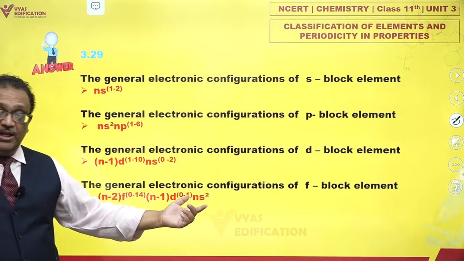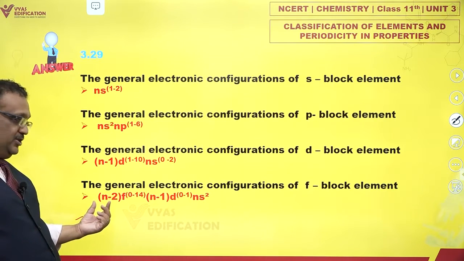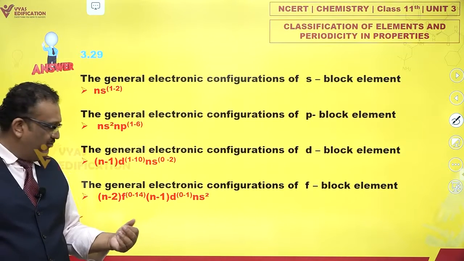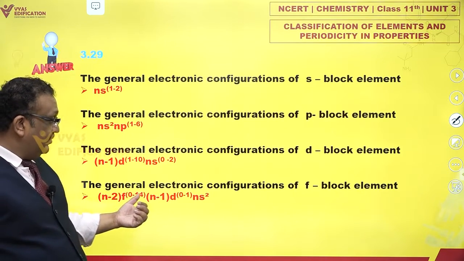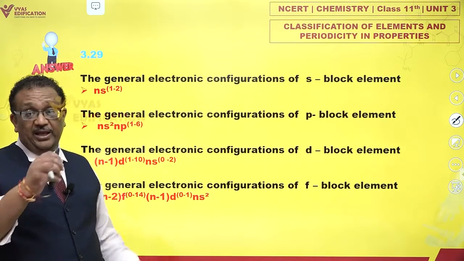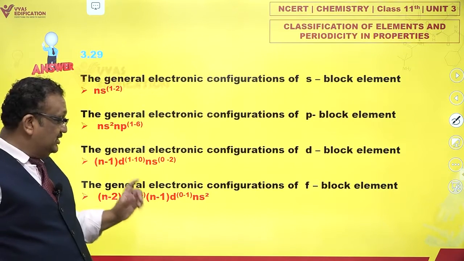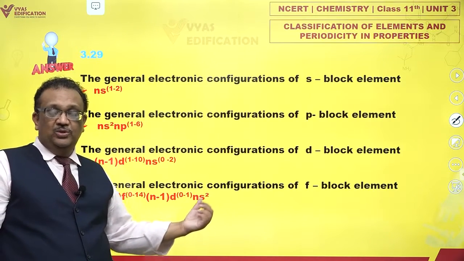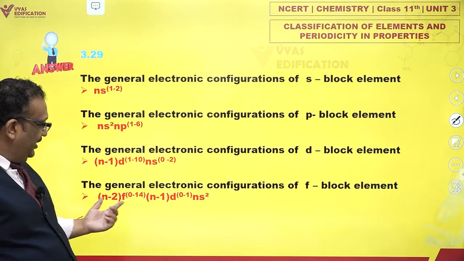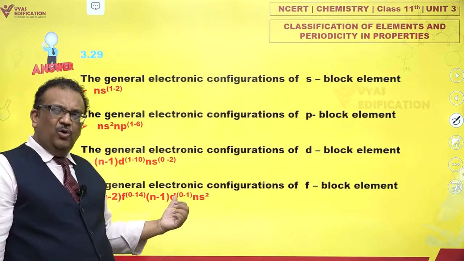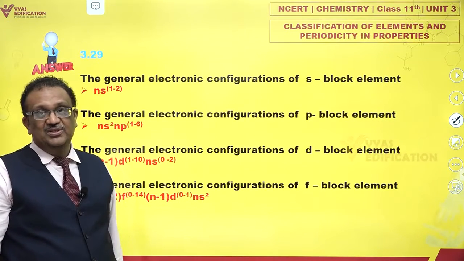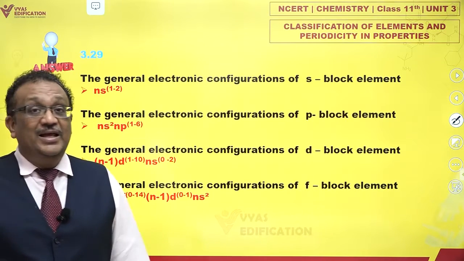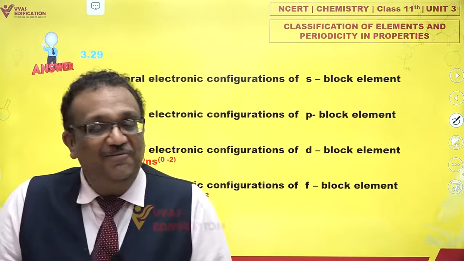And what about F block elements? F block elements have typically (n-2)f, which could be 0 to 14. But at the same time, rarely in D block also, like after lanthanum when you have cerium, cerium goes to (n-1)d1 ns2 that way. So yes, it could be that way. So d can be 0 or 1 sometimes, and s is always 2, ns2. Yes. These are the general configurations of S, P, D or F block elements.